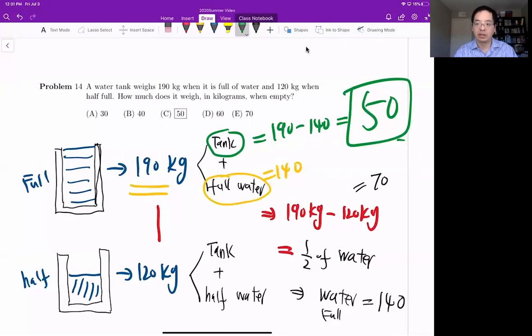So here the problem is you just need to realize there's something in common that does not change. That is the weight of this water tank.